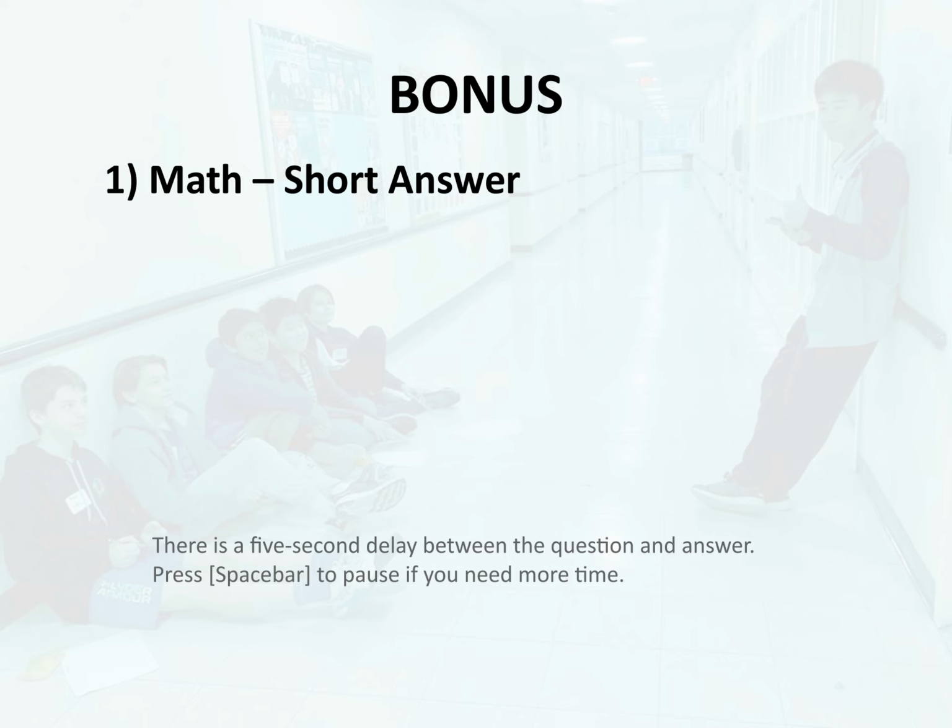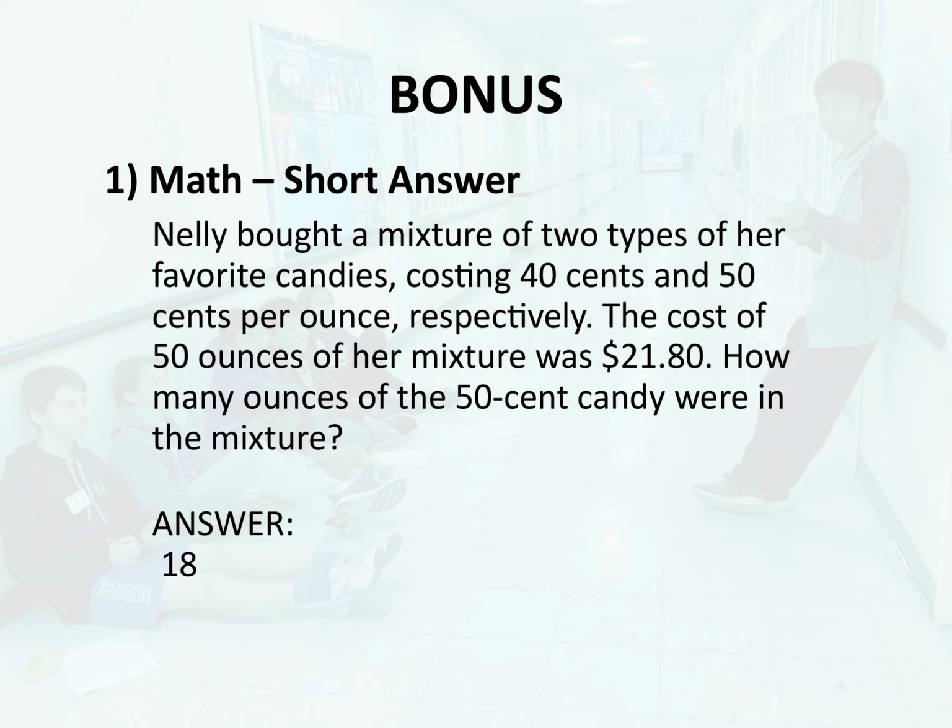Bonus 1. Math, short answer. Nellie bought a mixture of two types of her favorite candies, costing 40 cents and 50 cents per ounce, respectively. The cost of 50 ounces of her mixture was $21.80. How many ounces of the 50-cent candy were in the mixture? Answer, 18.